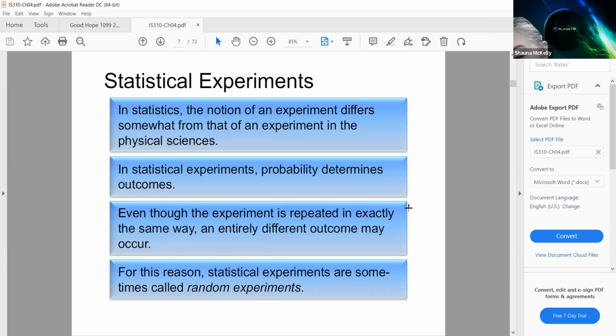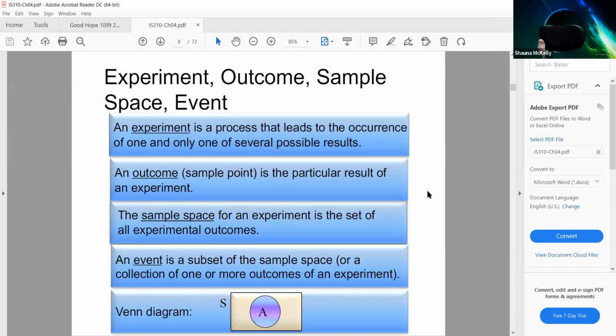So just something to be aware of, probably less critical for you than some of the other students coming at it from a very scientific point of view. Now, here you have experiment versus outcome versus sample space versus event.